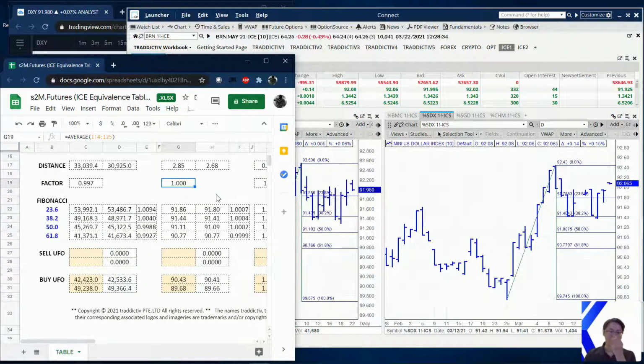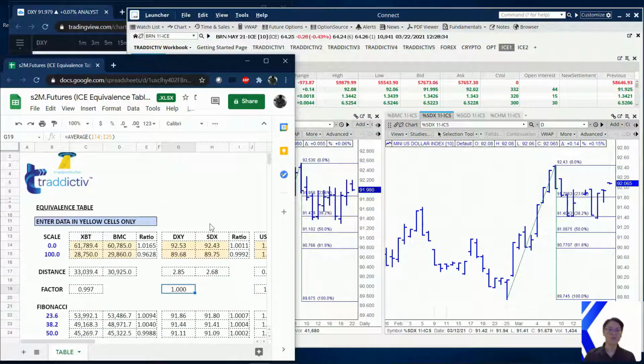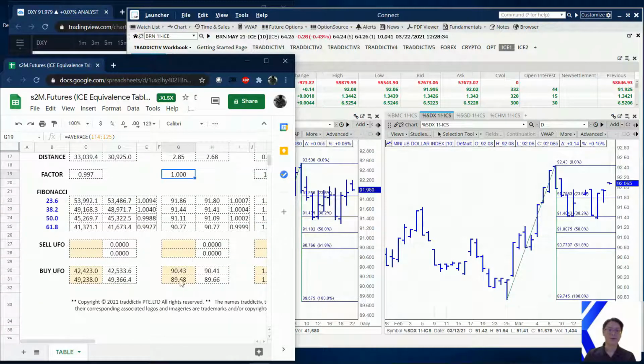And what that will do then is, when we plug in these UFO levels, right, where we are looking to either sell at, right, or buy at, it will give us the approximate equivalent level on the futures contract itself. Okay, so once we've done that, right, now we just go back to our UFOs.